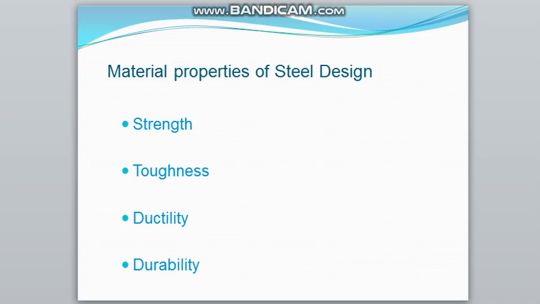Generally, the properties of steel depend upon its chemical composition, method of manufacturing, and the process of fabrication. It mainly depends upon the chemical composition, we can say. Some of the important properties of steel we are going to discuss here. The first one is strength.